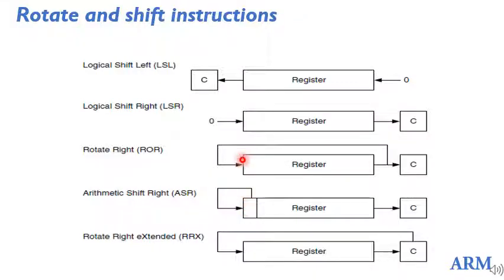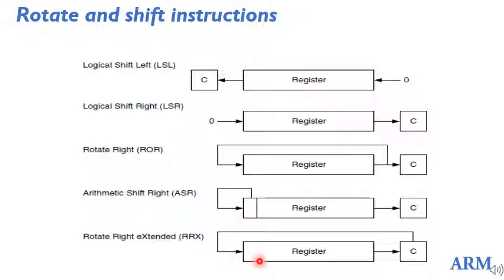Rotate right here is going to rotate right. That means the least significant bit is going to the most significant bit, and it is going to traverse like this in the right direction. The least significant bit is also copied into the carry bit. But the least significant bit only is going to fill the most significant bit, and it gets rotated like this.